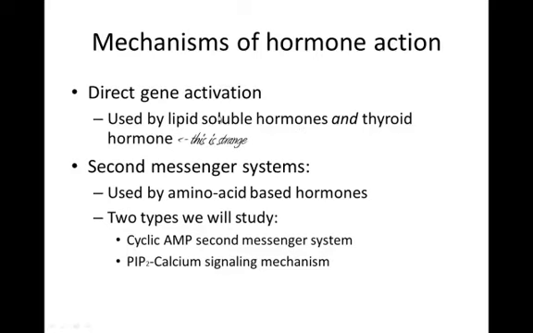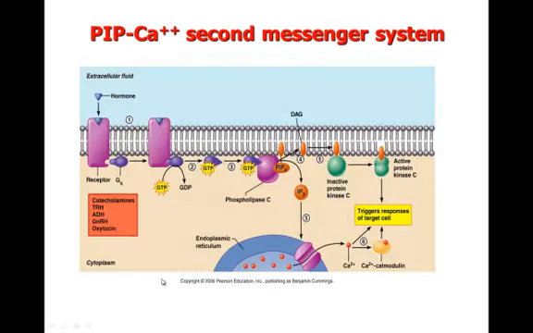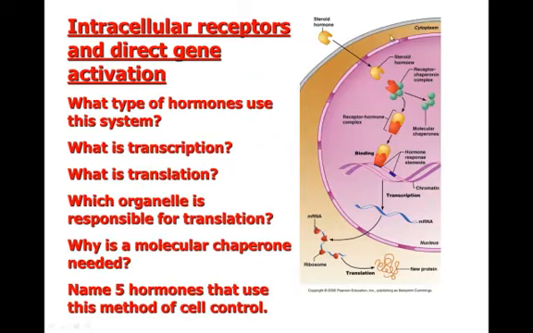So steroids can go right through the plasma membrane, and they can go right in to where your genes are. So that's why this name comes about, direct gene activation. So let's take a look at that. And then we have this strange one, thyroid hormone. Direct gene activation is much more simple.